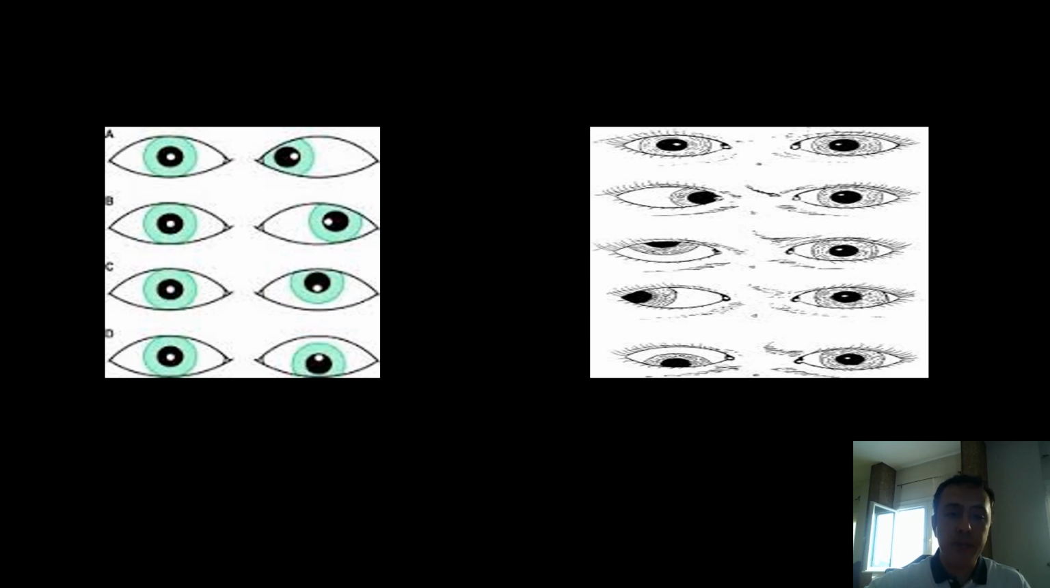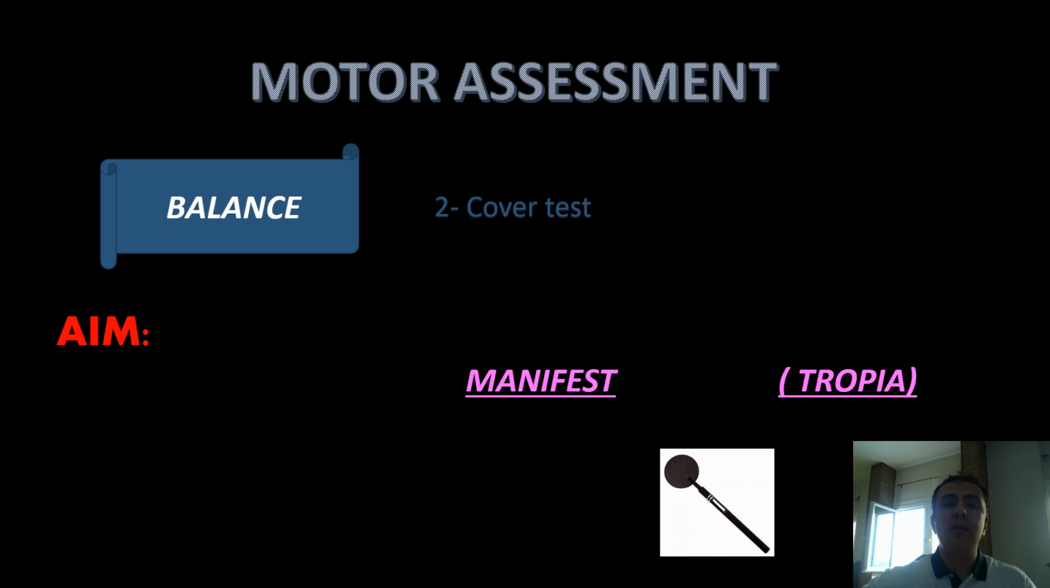This is esotropia. It may be located on the outer edge of the pupil. This is exotropia. It may be on the lower edge of the pupil. This is hypertropia, or maybe on the upper edge of the pupil, it's hypotropia. So the Hirschberg test is very easy to do, and it's meant to assess centration of the corneal light reflex, to assess the presence or absence of manifest strabismus.